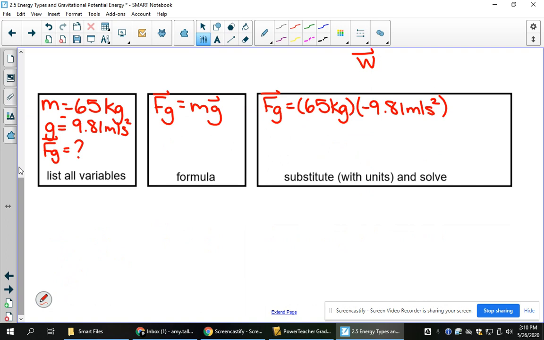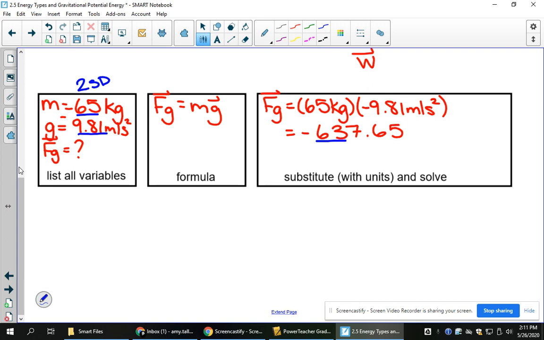So let me pop this in my calculator here, and I get negative 637.65. Now that answer would lose me some marks because of two reasons: no sig digs and no units. So let's talk sig digs. We know that the 9.81 does not contribute to sig digs, but the 65 does. It has two sig digs. So I'm going to write my answer over here with two sig digs.